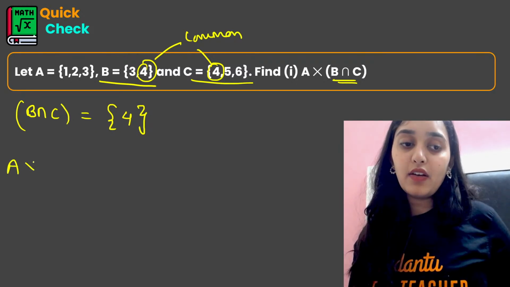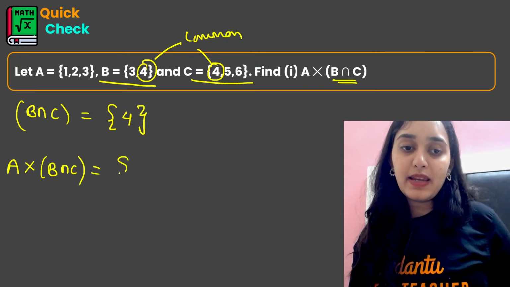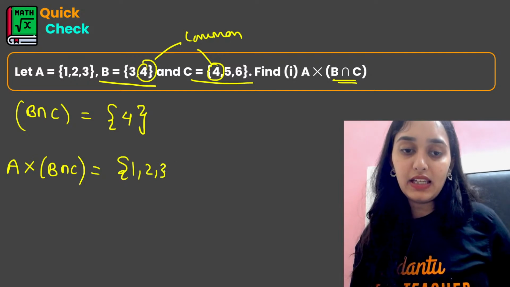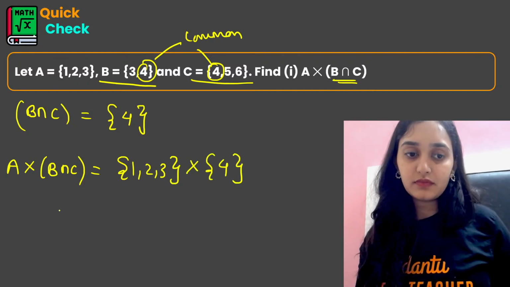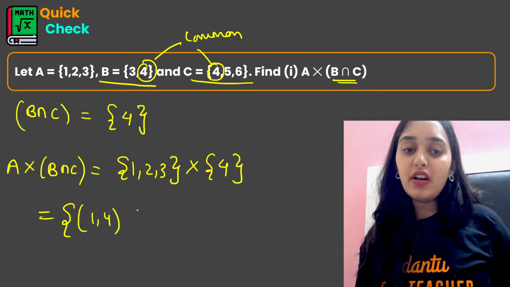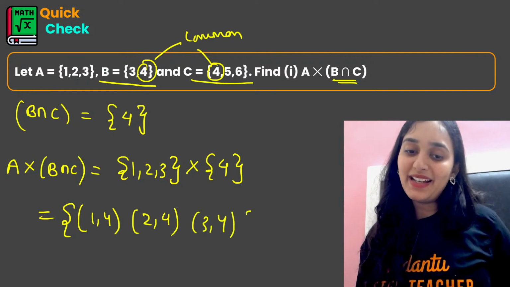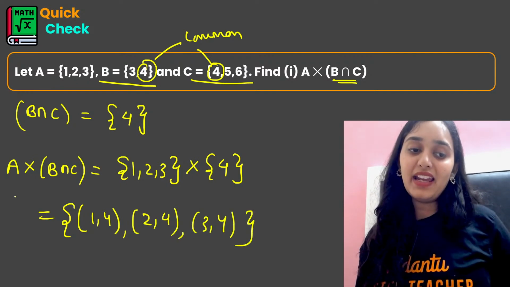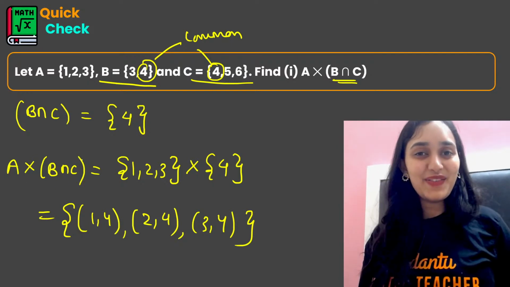Now, A cross (B intersection C) is basically {1, 2, 3} cross product with {4}. So, it is going to be the set with ordered pairs (1, 4), (2, 4), (3, 4). Simple. This is my A cross (B intersection C). Clear to everybody? Understood?